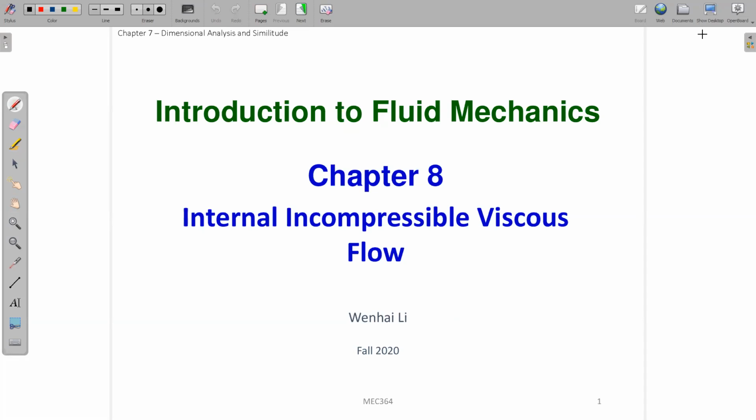Chapter 6 is for incompressible inviscid flow, that Bernoulli equation we're talking about. Chapter 7 is dimensional analysis and similitude. Chapters 8 and 9 are what we are going to cover in the next 3 lectures. Again, not everything in chapters 8 and 9 of your textbook will be included in the exam. Only half of them. So focus on the lecture notes, and you will know which part is included and which part is not. This is for the final exam.